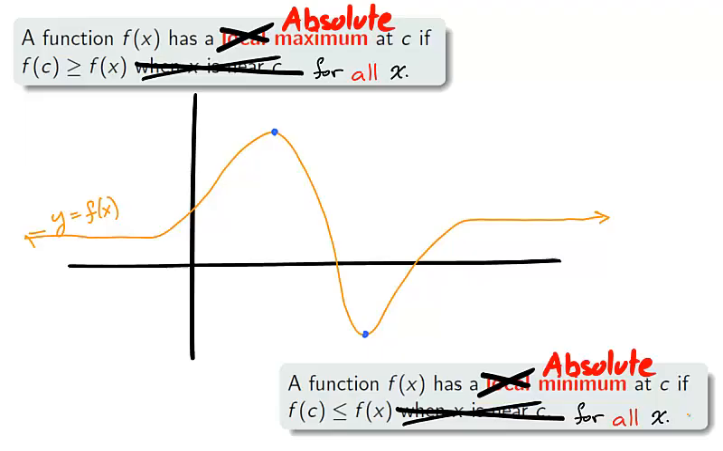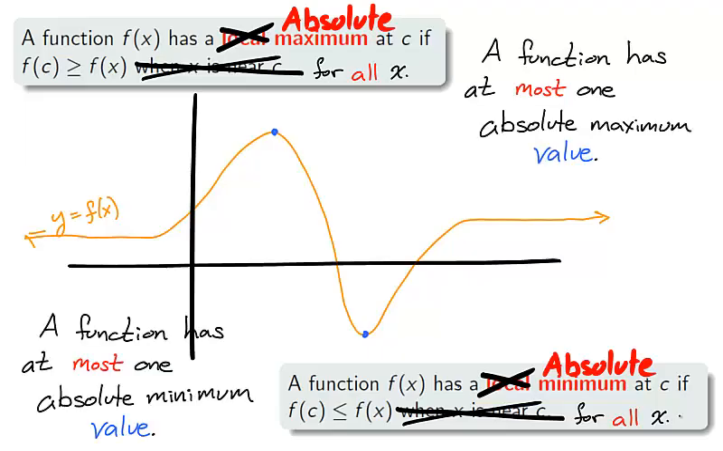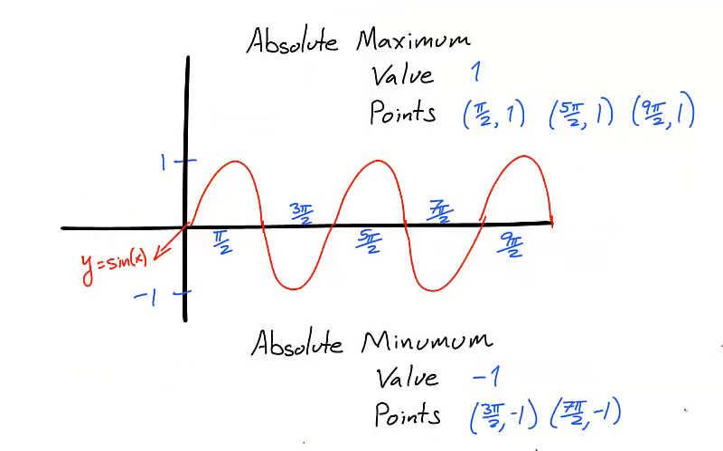A function f has an absolute maximum at c if f of c is larger than f of x for all x in the domain of f. Similarly, f has an absolute minimum at c if f of c is smaller than f of x for all x in the domain of f. As you would expect from the name absolute, a function has at most one absolute maximum value and at most one absolute minimum value. However, multiple points may attain these values.